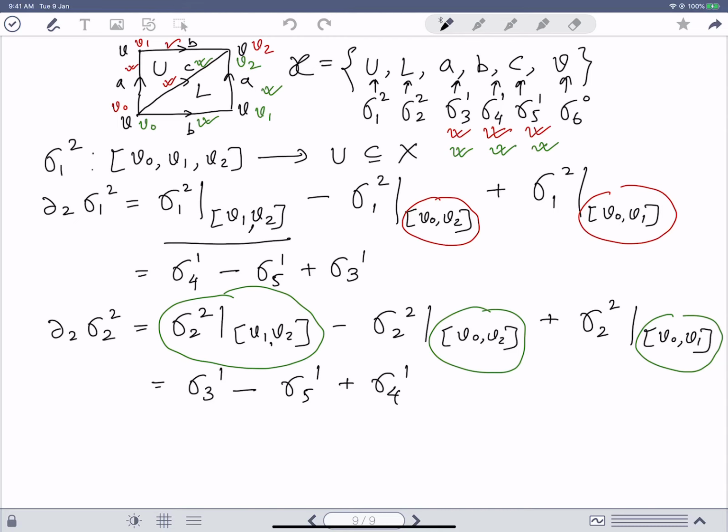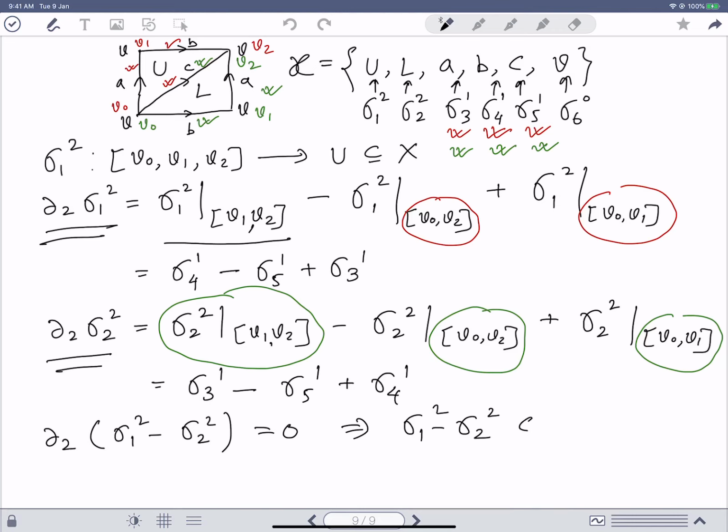Okay, now you can see that the image of sigma 1 and the image of sigma 2 are same. That means you can write that delta 2 sigma 1 minus sigma 2 is 0. Now that implies sigma 1 minus sigma 2 belongs to the kernel of delta 2. But we need the exact kernel, right? What is the exact kernel of delta 2?